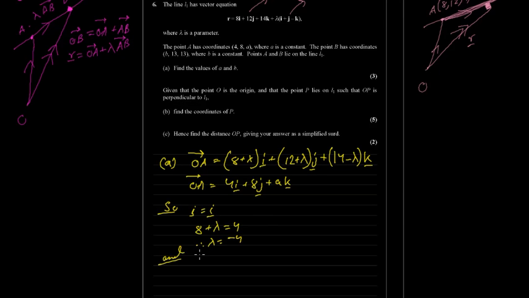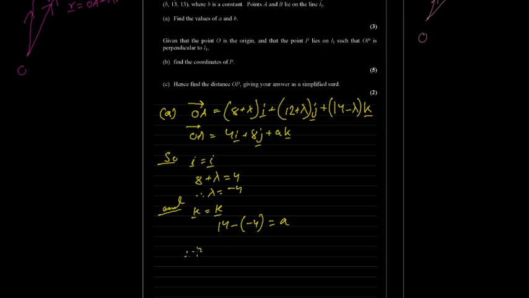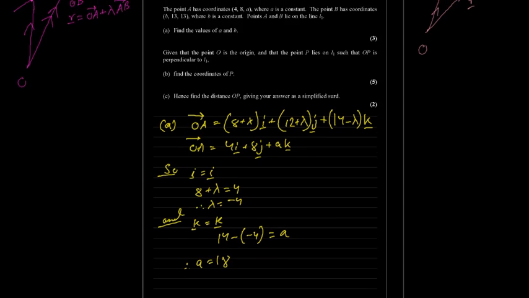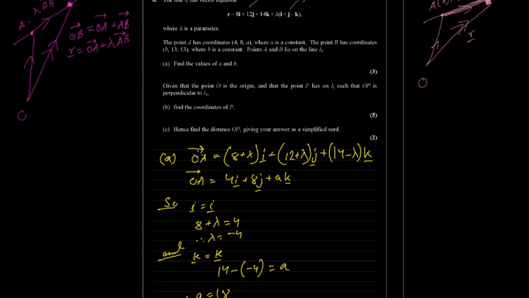And now I want to find the constant a. K equals to k would give us 14 minus lambda, lambda is minus 4, equals to the coefficient of k here, which is a. Therefore a equals to 18. Then this thing can also be considered as OB, because this is any position vector, and OB is also (8, 13, 13).